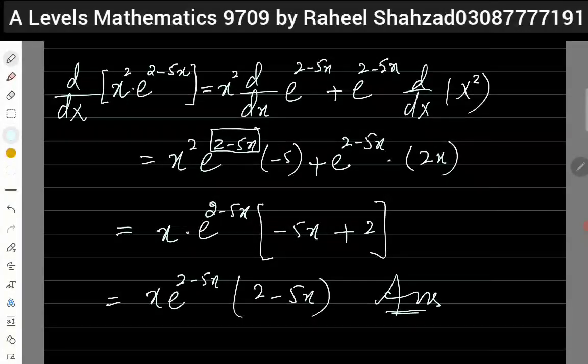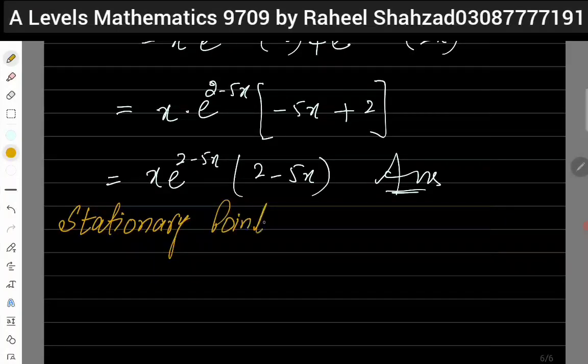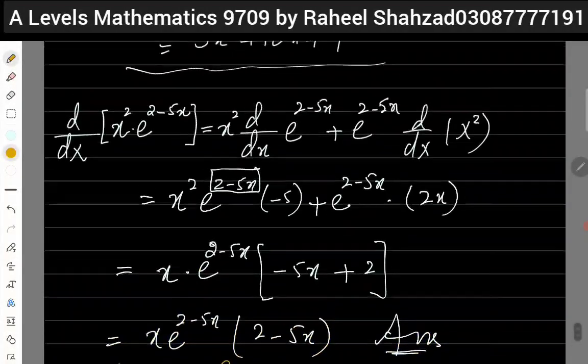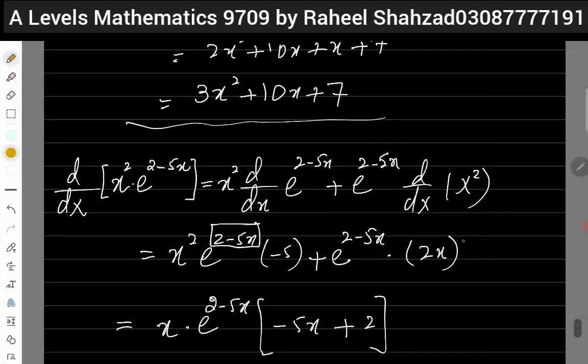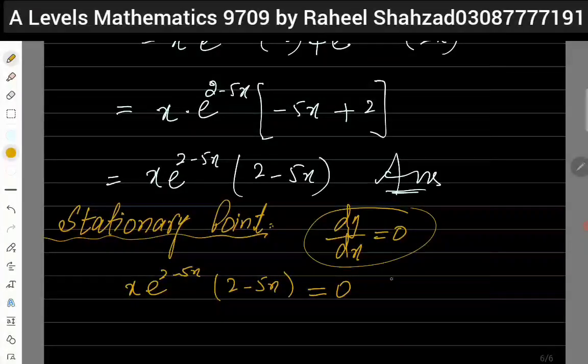Sometimes they give such questions or functions and they want us to find the stationary point. So if you remember, what was a stationary point? A stationary point was a point on the curve where dy/dx equals 0. So for example, in this question, they want us to find the stationary point for this curve. So the derivative we got, that is x e^(2 − 5x) into (2 − 5x), we have to put it equal to 0.